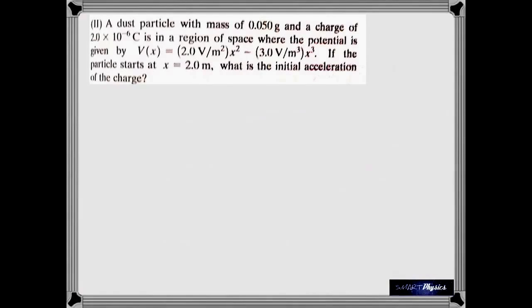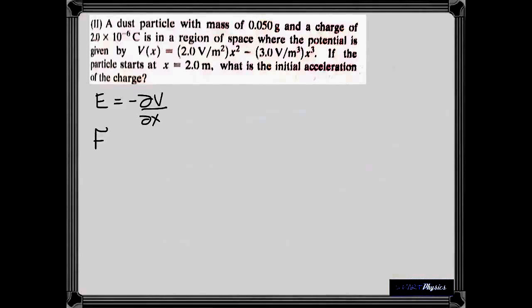In the second question, there is a dust particle, mass is given, charge is given. It's in a region of space where the potential is also given. And it says if the particle starts at x equal to 2 meters, what is the initial acceleration? See, the only formula for acceleration is force divided by mass. Force is Q times E, where E is the electric field, and the electric field can be found from the potential. So working backwards, E is negative dV by dr or dV by dx.